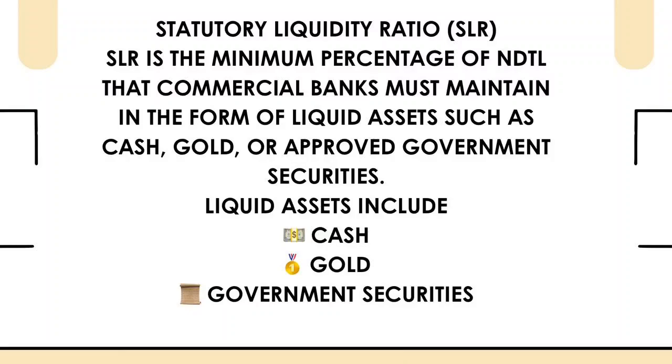Let's take a simple example. Suppose a bank has a deposit of 100 crore. And if SLR is 18%, the bank must maintain 18 crore in the form of eligible liquid assets. Because more money is tied up in these assets, less money remains available for lending. As lending decreases, money supply and credit creation also decrease. Now compare it with CRR. In CRR, the reserve is maintained as cash with the RBI. In SLR, the reserve is maintained by the bank itself in the form of cash, gold or approved government securities. So this single difference is the key to the entire topic. Whenever you define SLR, mention the words cash, gold and government securities. These keywords are very important for scoring full marks.